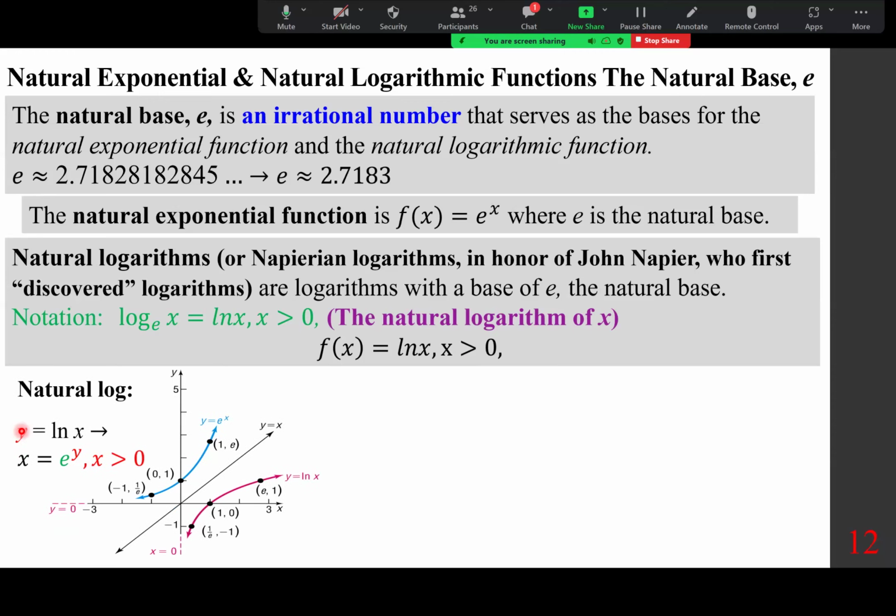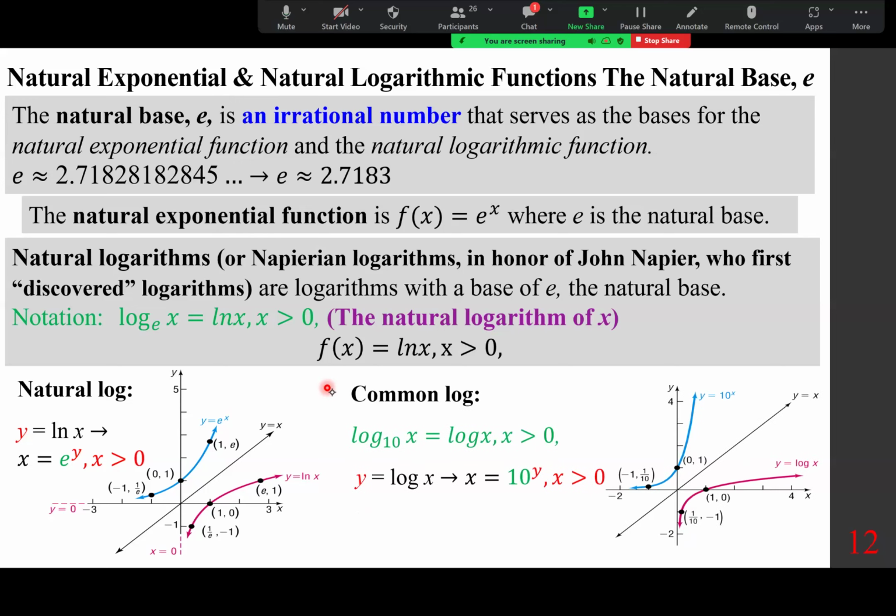Natural log: y equals ln x, x is e to the power of y, x is larger than zero. This is y equals e to the power of x. This is y equals ln x. The two functions are inverse functions. They both have the same base, namely e.